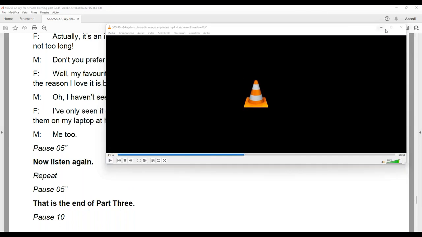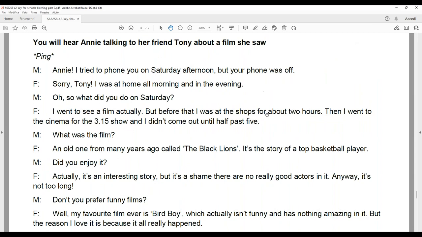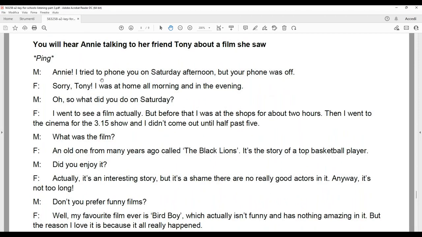Okay, students. So this was the listening. Was it easy or was it difficult? Let me know as usual, sending me a message on the WhatsApp group. Okay, so let's try to read this script.